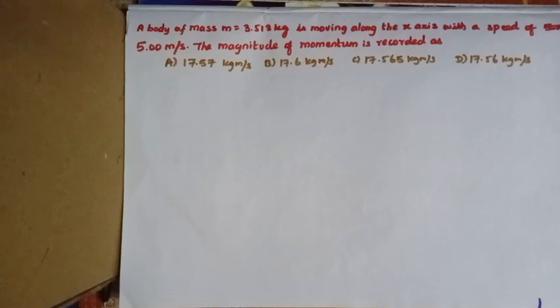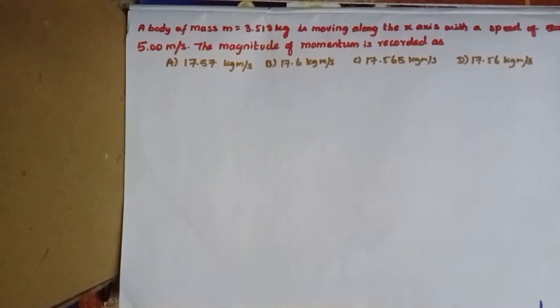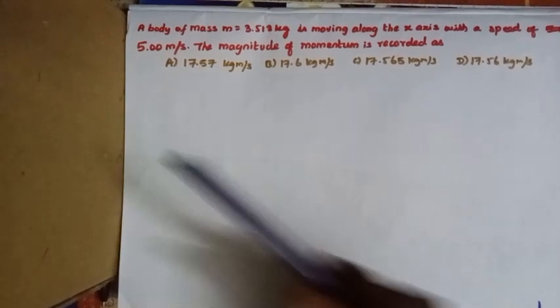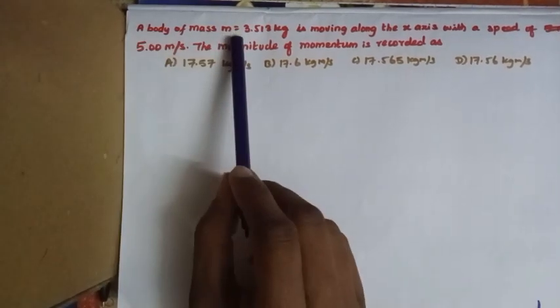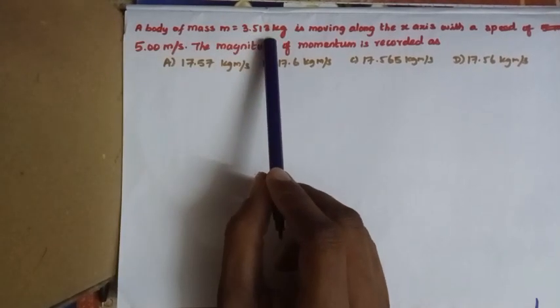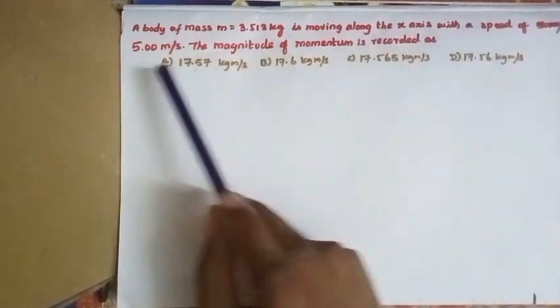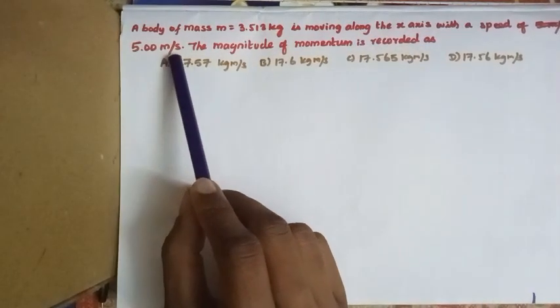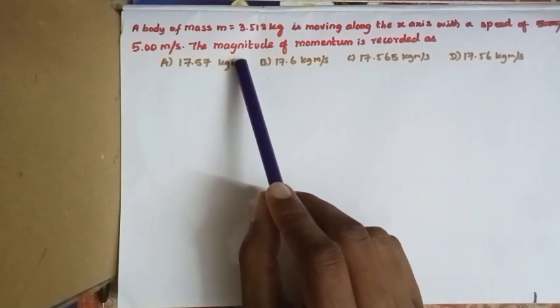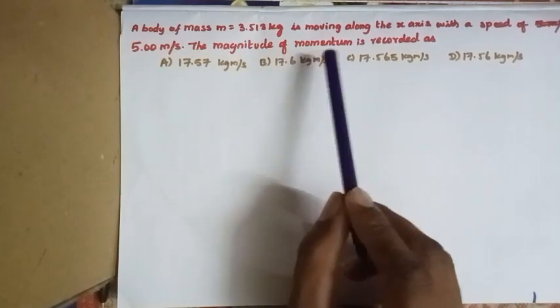In this video, we will solve some questions from laws of motion. The first question is: a body of mass m equal to 3.513 kilogram is moving along the x-axis with the speed of 5.00 meter per second. The magnitude of momentum is recorded as.